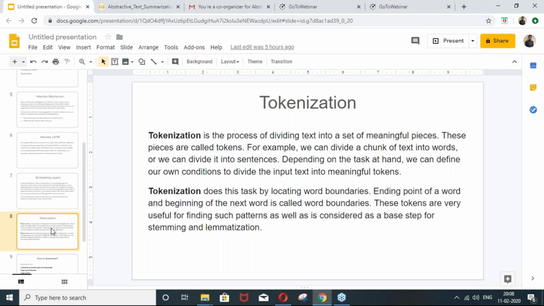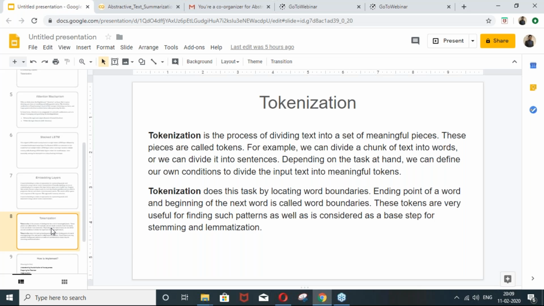The next important point we are using is tokenization. Tokenization is the process of dividing text into a set of meaningful pieces. These pieces are called tokens. For example, we can divide a chunk of text into words, or into sentences, depending on the task.